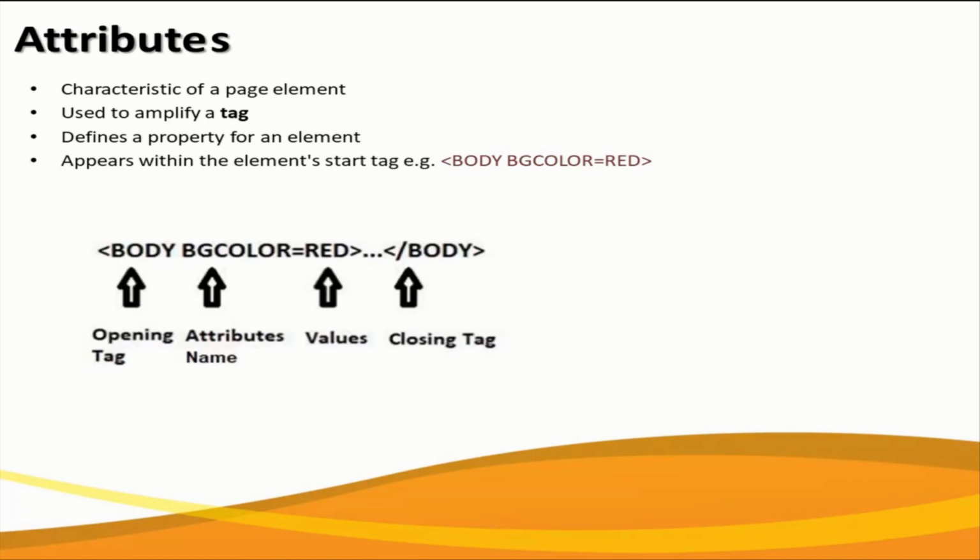In the opening body tag, an attribute with the name BGColor is set with the value red. Here BGColor means background color. That means we are setting the HTML page with a red color background. The equals to sign is used to set a value for an attribute.